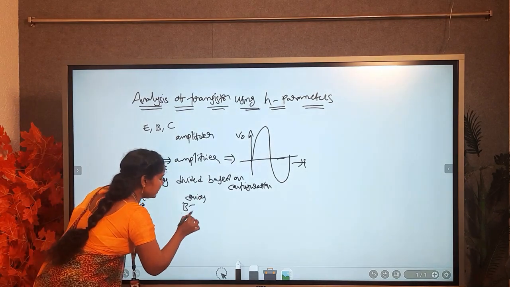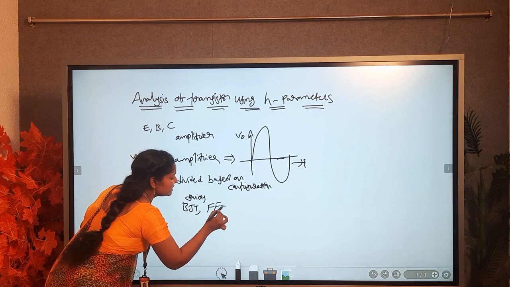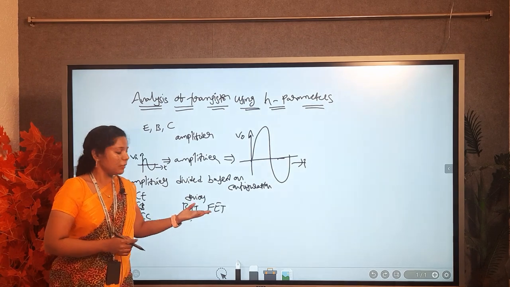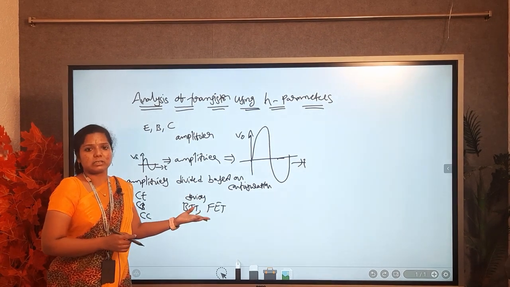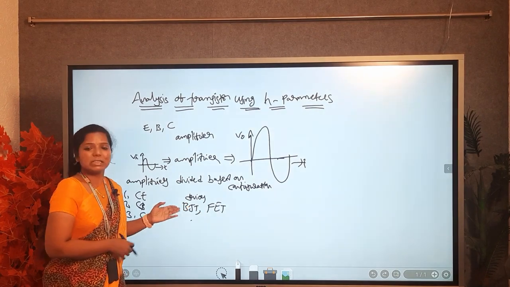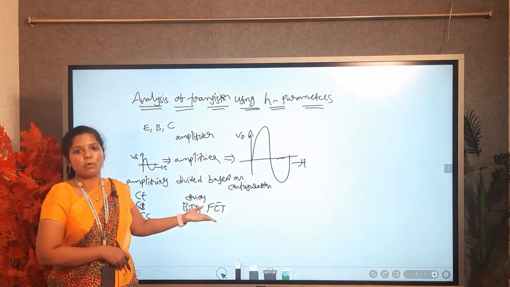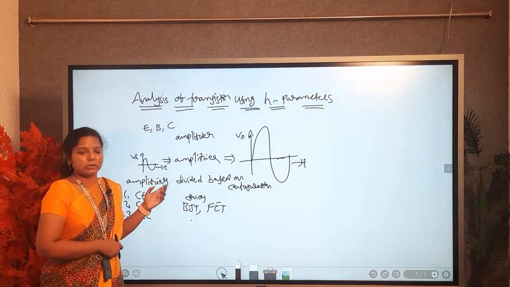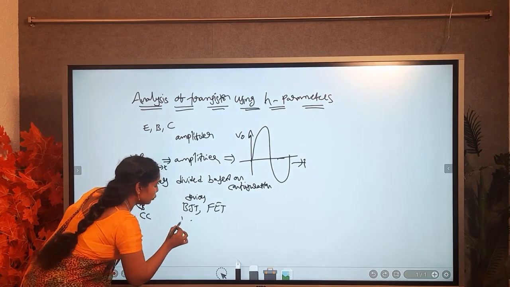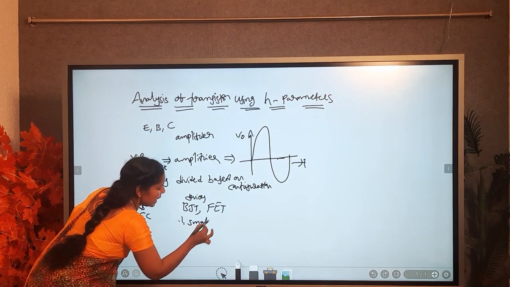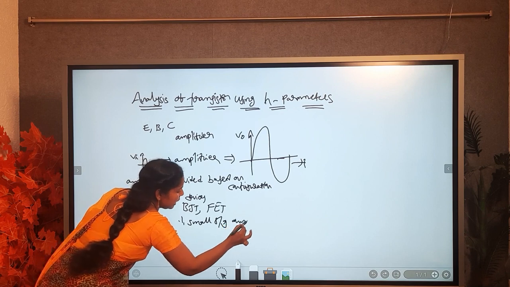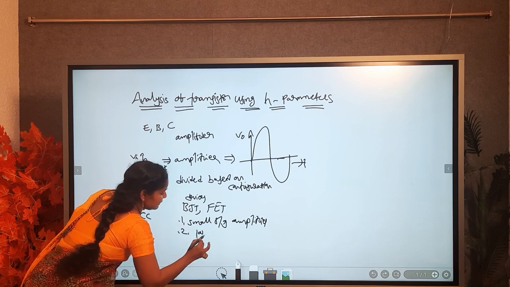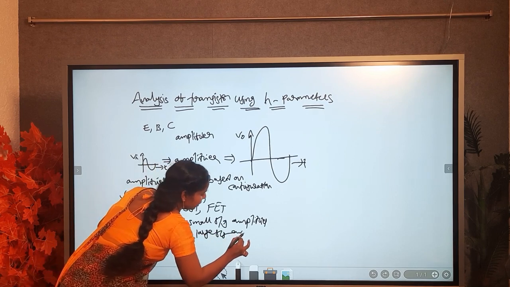Based on the device, the amplifier can be classified into two types. What are they? BJT and FET. The BJT and FET are types of transistor. BJT is a bipolar junction transistor. The FET is a unipolar junction transistor, that is field effect transistor. The BJT is a current control device. The FET is a voltage control device. Based on the input, the amplifier can be classified into two types: small signal amplifier and large signal amplifier.